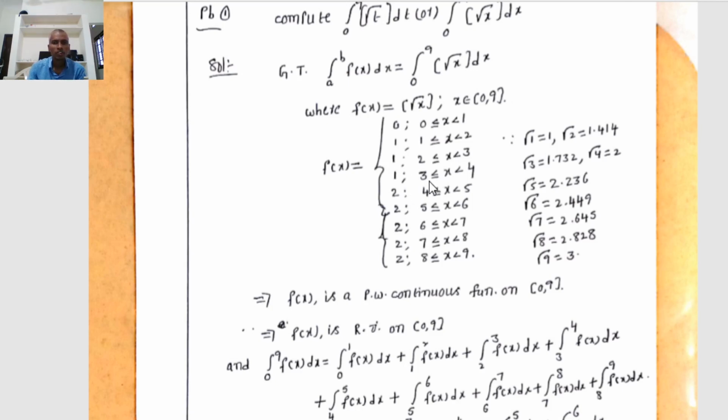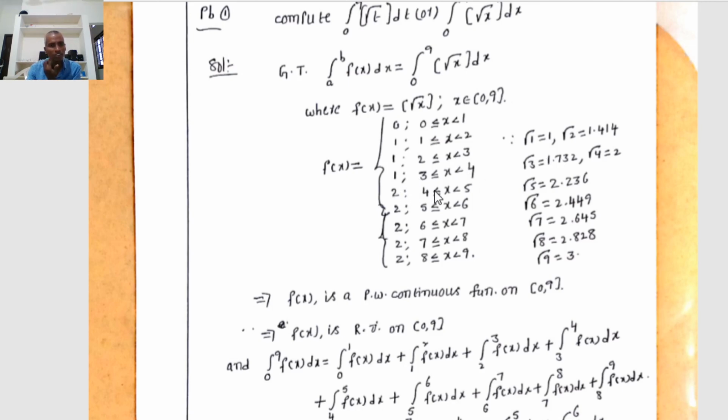Similarly, we substitute x values from 3 to 4. Root 3 equals 1.732, which also lies between the two integers 1 and 2. Therefore the integral part of root 3 equals the integral part of 1.732, which equals 1. Suppose x is 3.99 something; its root is 1.99 something, and the integral part of 1.99 lies between 1 and 2, so it equals 1.